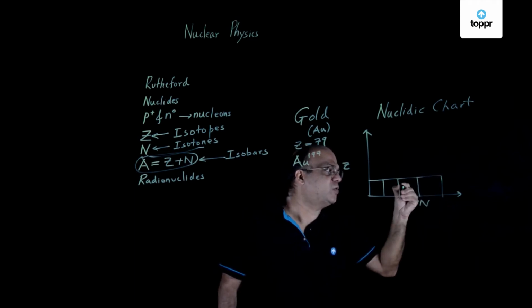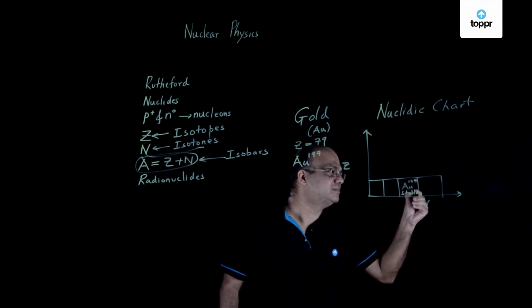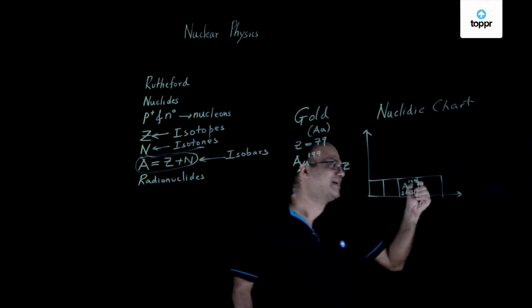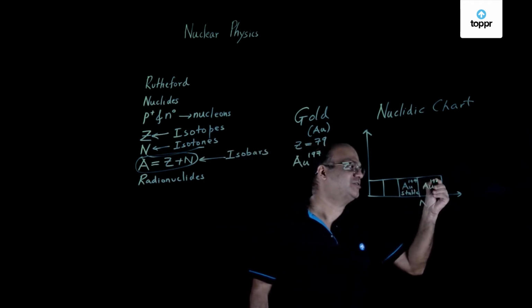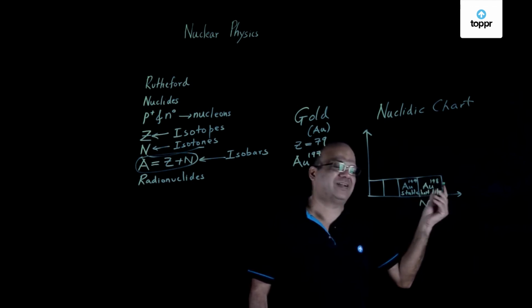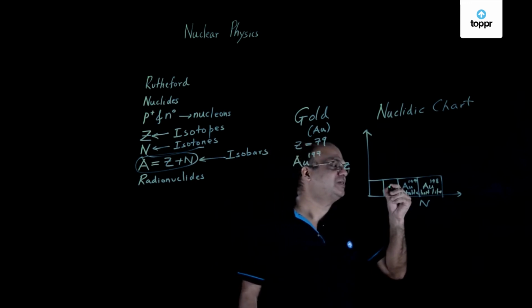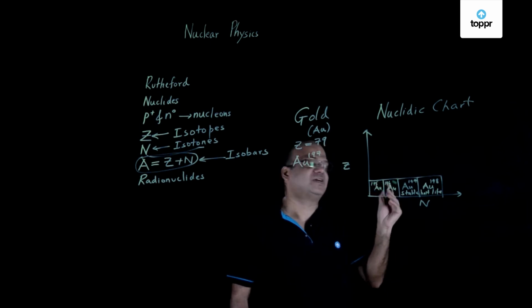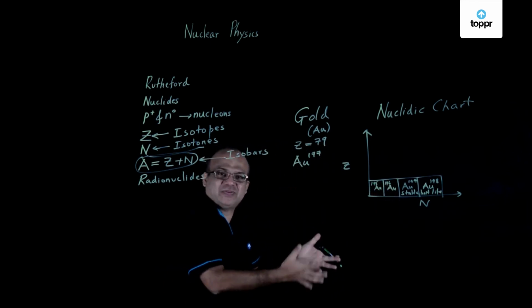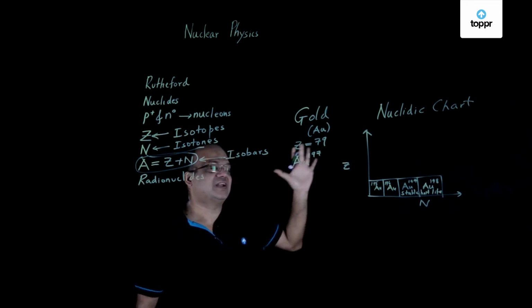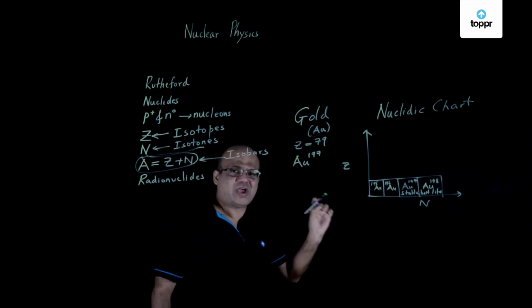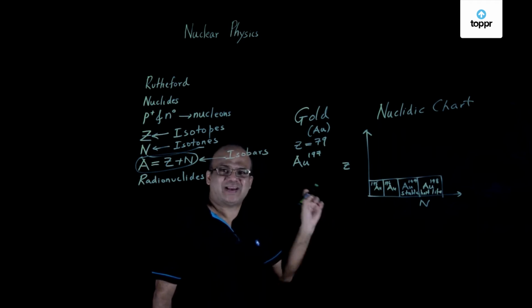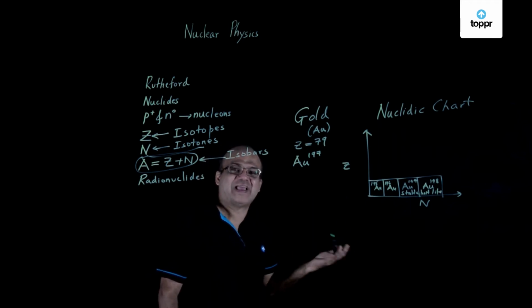Here you can write down gold 197, which is stable. Right? Here we will get gold 198, which will be radioactive, so we can write its half-life. Half-life we'll learn a little bit later. Gold 196, gold 195. So you can write their properties, their half-lives, whether they're stable or radioactive in this nuclidic chart. Radioactivity was discovered in 1896 by Henry Becquerel.